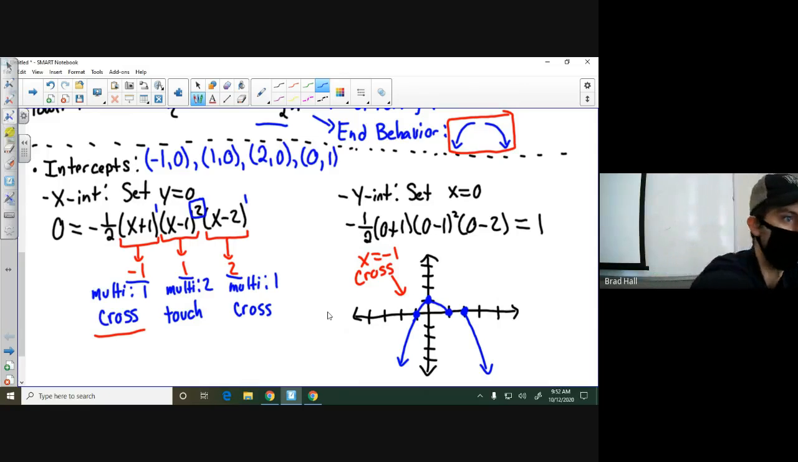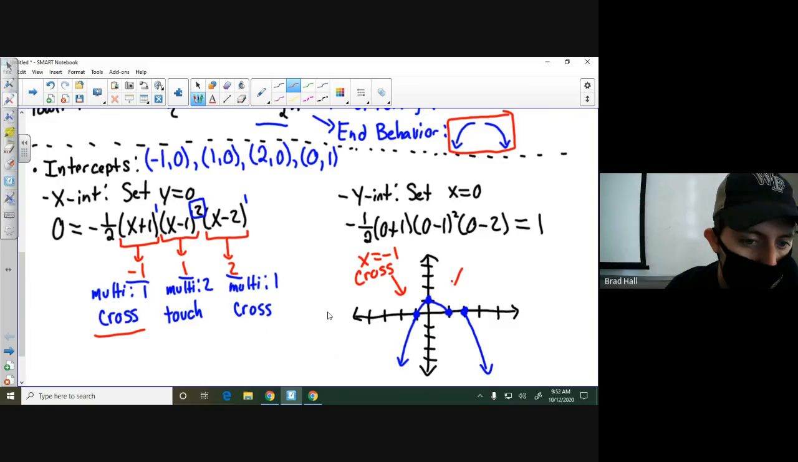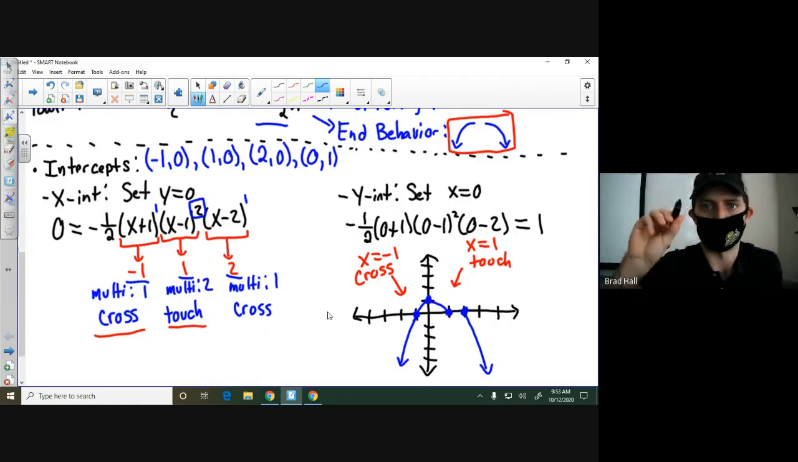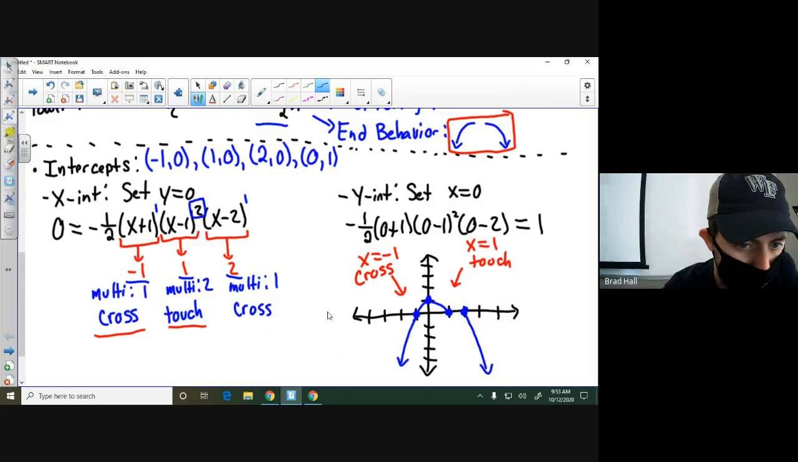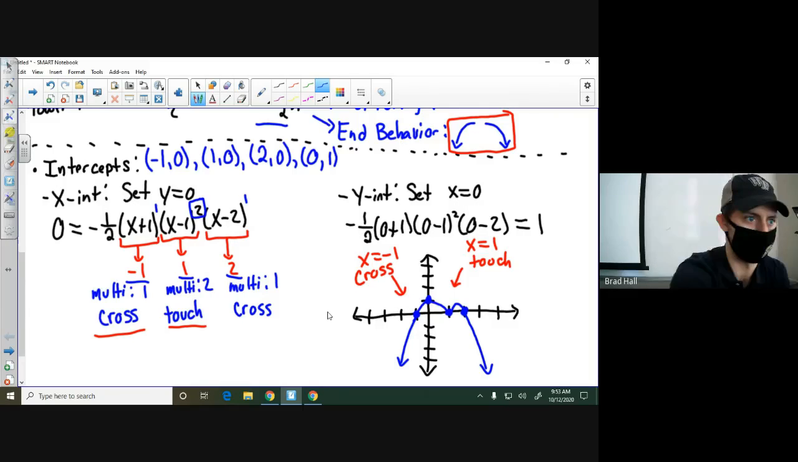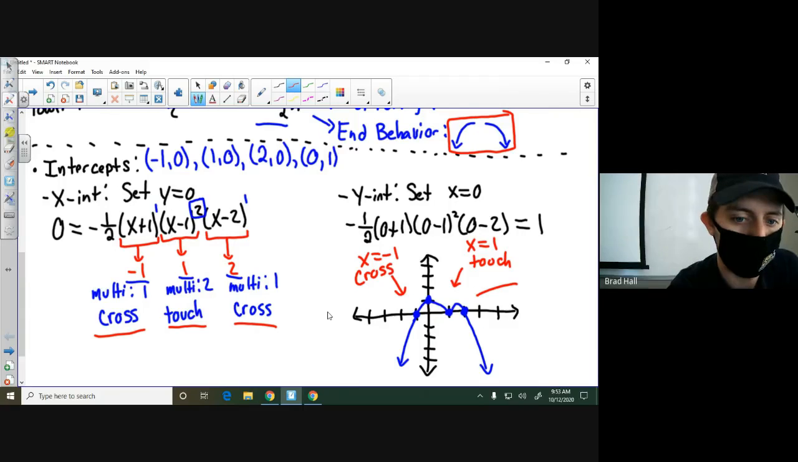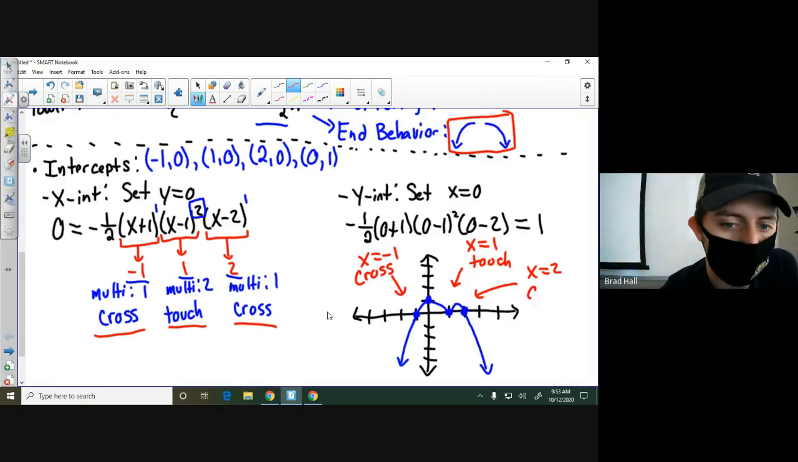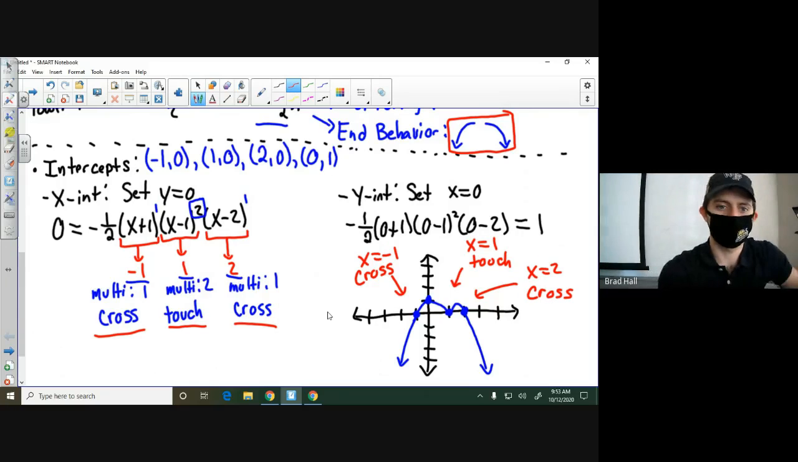Now the question is, what happens at that point? This is x equal to +1, and we said that touches. So instead of the graph going straight through, it will bounce off. And then we have to connect the next dot. And this makes sense that the graph crosses through because we said for the final one, it does cross. So this would be how you construct the graph.